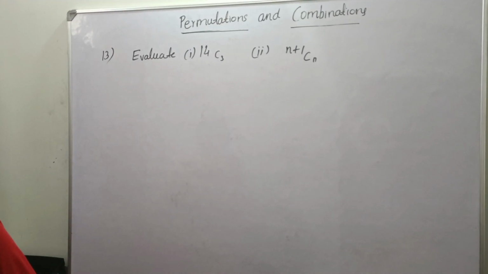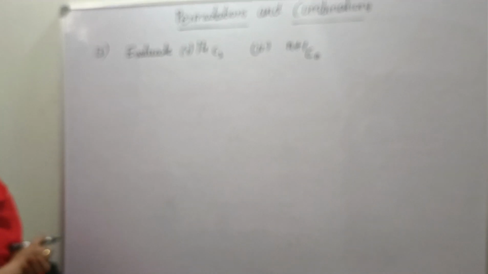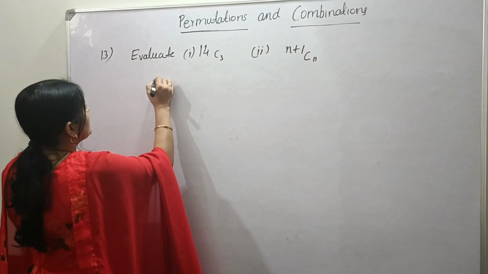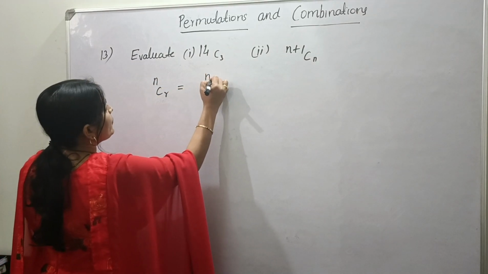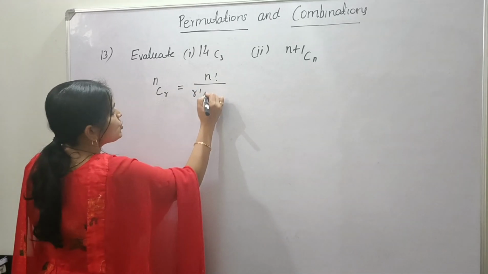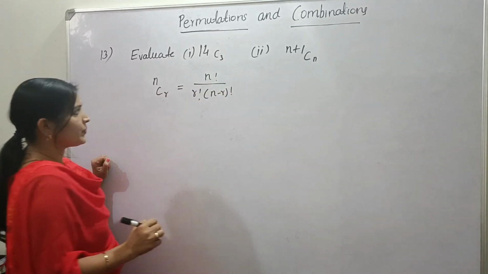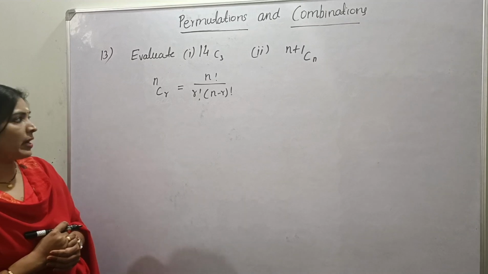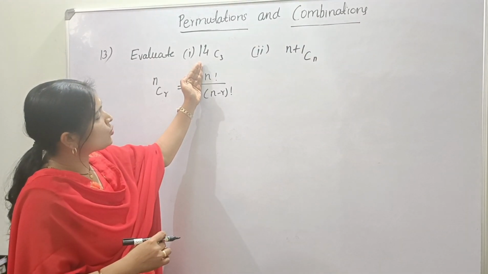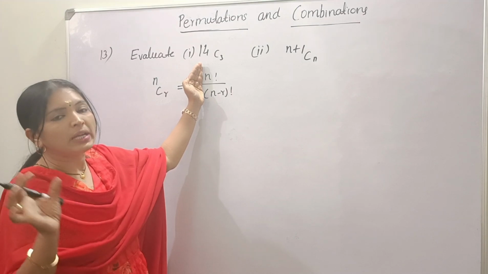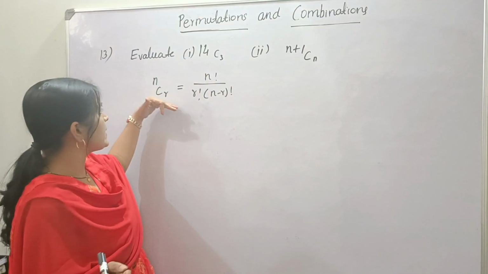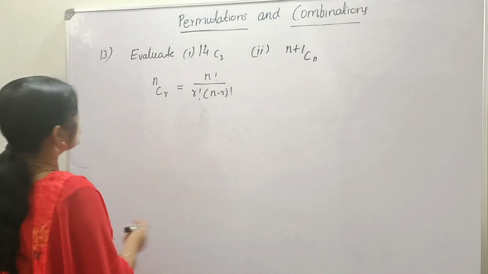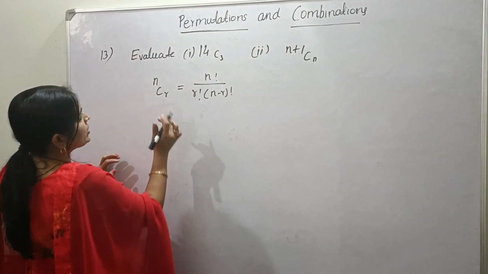Next question. Evaluate 14C3 and n plus 1 Cn. We have the combination formula: NCR is equal to n factorial divided by r factorial into n minus r factorial. Remember, NCR is equal to n factorial divided by r factorial into n minus r factorial. Here n factorial divided by n minus r factorial is nothing but NPR, the permutation. So by using this we will find the 14C3.